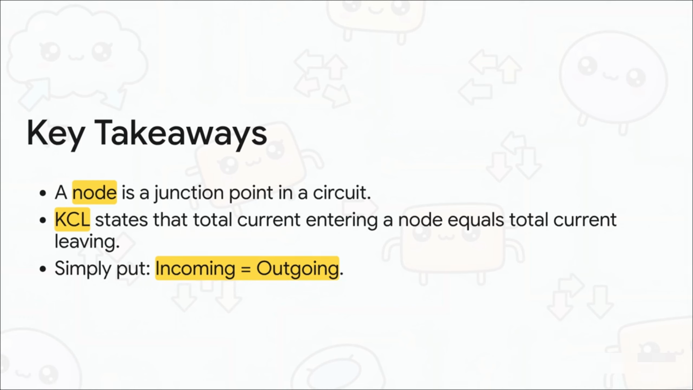All right, let's wrap this up with the key takeaways. What did we learn? 1. Any junction in a circuit is called a node. 2. KCL is the unbreakable rule that says the total current going into that node has to equal the total current coming out. And 3, the absolute easiest way to remember all of this, just 2 words, incoming equals outgoing. If you've got that, you've got KCL.